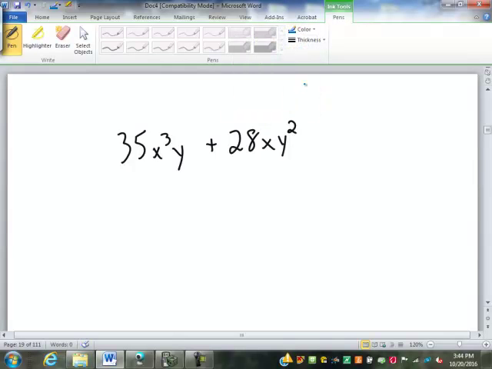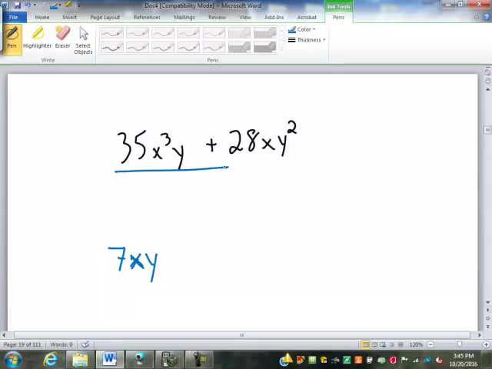So for this one, looking at the numbers 35 and 28, is there a common factor? There is. So what's the greatest common factor? 7 is the largest number. It'll go into both 35 and 28. For the variables, we can go each variable at a time. For x, what's its smallest power? Just 1, or just x, right? So x. How about for the y? Just y. So we've got 7xy as our greatest common factor.